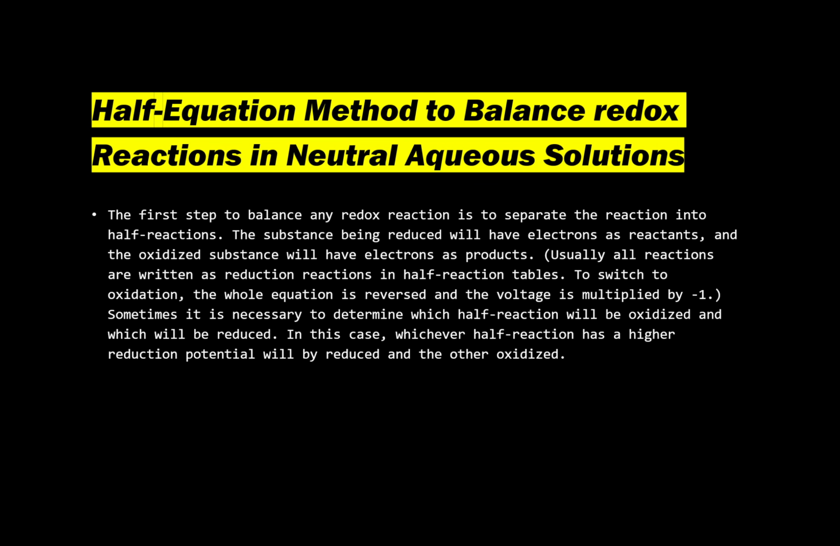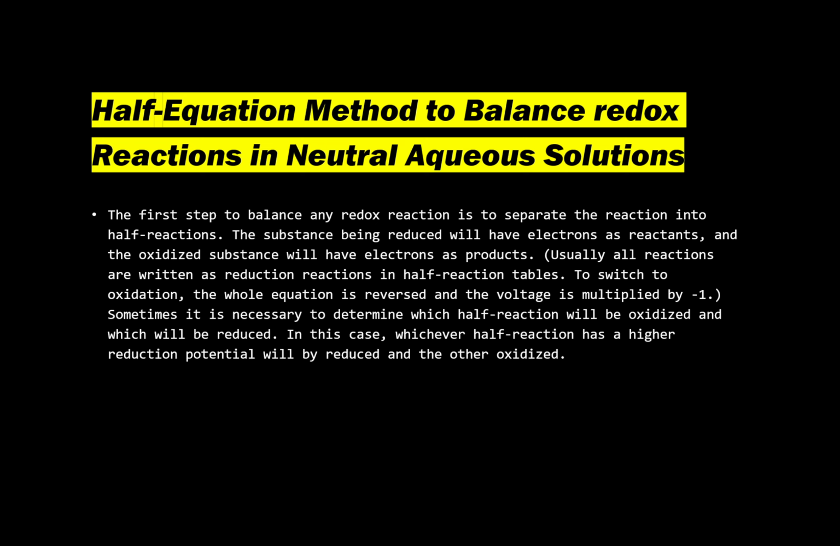The half equation method to balance redox reactions in neutral aqueous solutions. The first step to balance any redox reaction is to separate the reaction into its half reactions. The substance being reduced will have electrons as reactants, important, and the oxidized substance will have electrons as products.